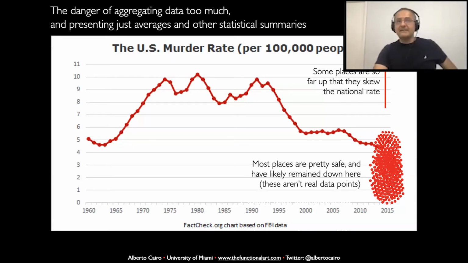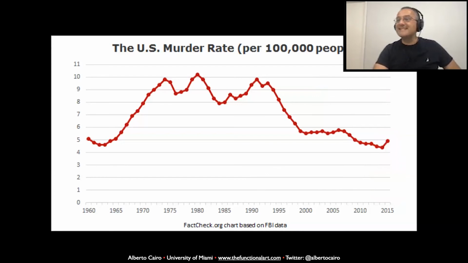Now, what I'm getting at is that the impulse of people who come from a world such as journalism or graphic design, etc., will be to show just this. Now, this might be appropriate in some cases. For example, if all places in the United States had a murder rate similar to the national rate, imagine that all dots that I showed you before were clustered around the national rate, then it would be enough just to show the national rate, because the national rate represents what happens all over the country very clearly, because all places are very close to the national rate.